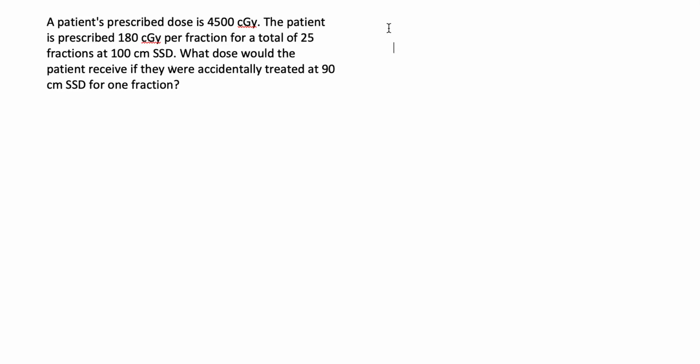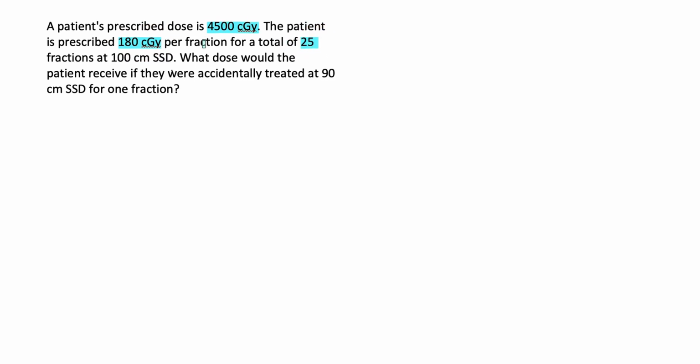A patient's prescribed dose is 4,500 centigray. The patient is prescribed 180 centigray per fraction for a total of 25 fractions at 100 cm SSD. What dose would the patient receive if they were accidentally treated at 90 cm SSD for one fraction?